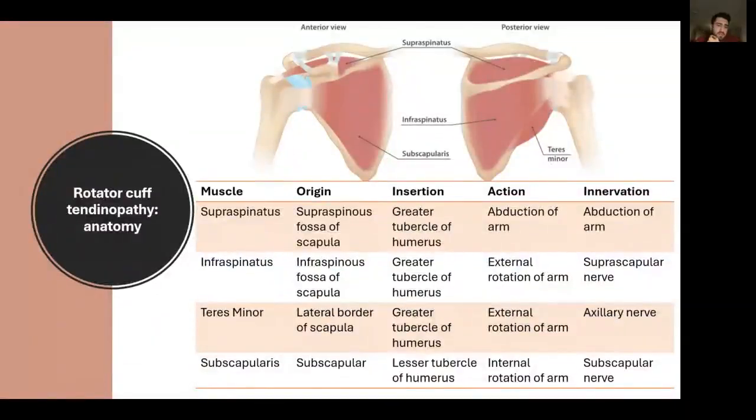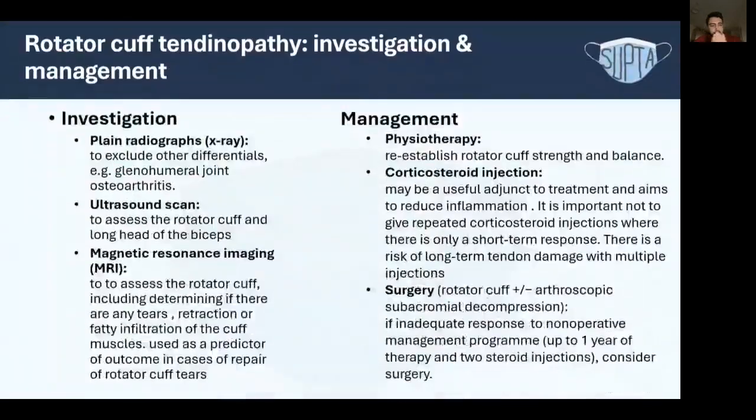Now, moving on to shoulder anatomy, just as a recap, to make sure we're all clear on the functions. For supraspinatus, the main action is abduction of the arm. Infraspinatus, the main action is external rotation, similar to teres minor, external rotation of the arm. And for subscapularis, we get internal rotation of the arm. And the nerves running to them, you can see them here. Now moving on to rotator cuff tendinopathy investigation and management.